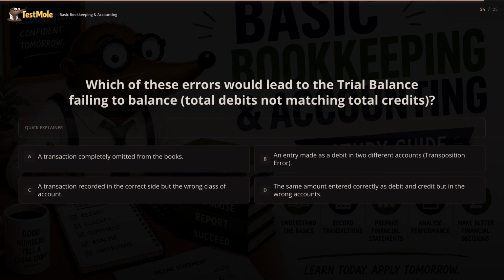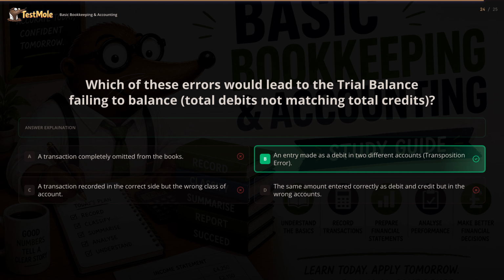Possible answers are A. A transaction completely omitted from the books. B. An entry made as a debit in two different accounts, transposition error. C. A transaction recorded in the correct side, but the wrong class of account. D. The same amount entered correctly as debit and credit, but in the wrong accounts.